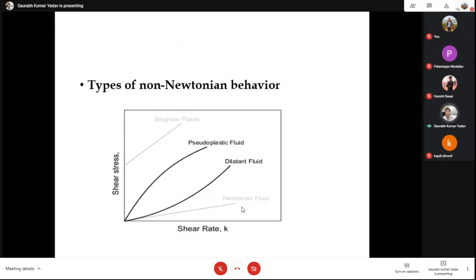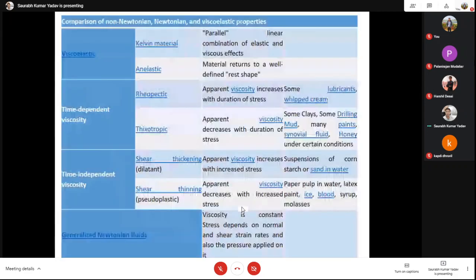Okay, so now come to the again. This was a diagram that we have already discussed: Bingham plastic, pseudoplastic, dilatant fluid, Newtonian fluid, shear rate. Okay, so I wanted to discuss that.